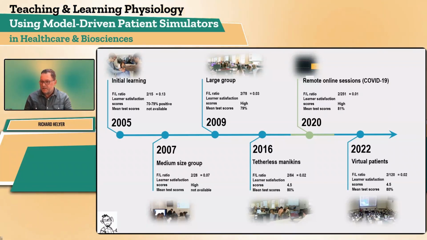So we showed then that we could teach for the faculty to learner ratio, and it was about 2 to 25, but it could be as many people as you could get online. Again, no change in test scores or satisfaction.